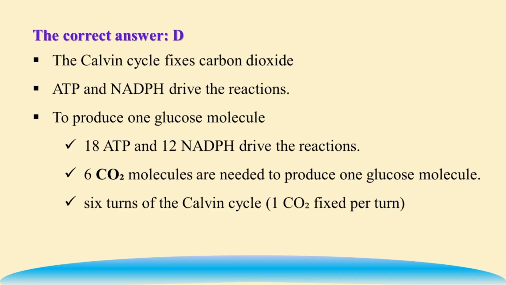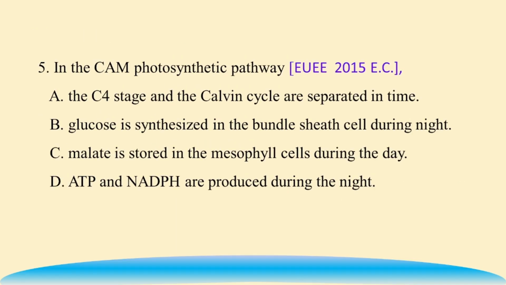Question number 5. In the CAM photosynthetic pathway, A. The C4 stage and the Calvin cycle are separated in time. B. Glucose is synthesized in the bundle sheath cell during night. C. Malate is stored in the mesophyll cells during the day. D. ATP and NADPH are produced during the night.